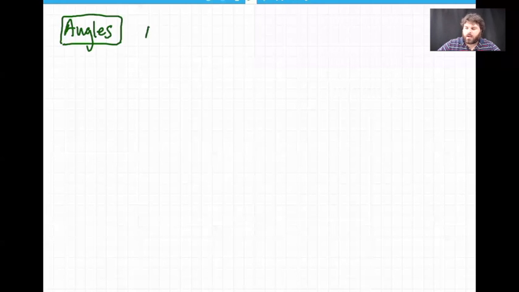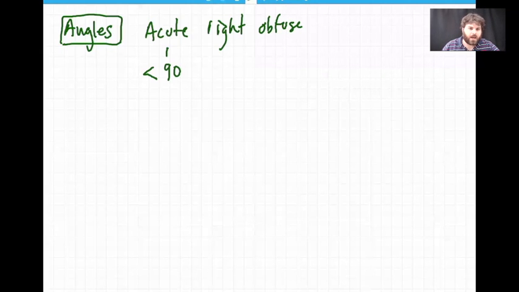So we're going to start out today talking about angles. There are three types of angles that we're going to discuss: acute, right, and obtuse. Now these are just definitions. Acute means that it's less than 90 degrees. So an angle that's less than 90 degrees is called acute. Right is one that's equal to 90, and obtuse is one that's greater than 90. So for example, 103 would be obtuse, or acute would be something like 13, because that's less than 90.